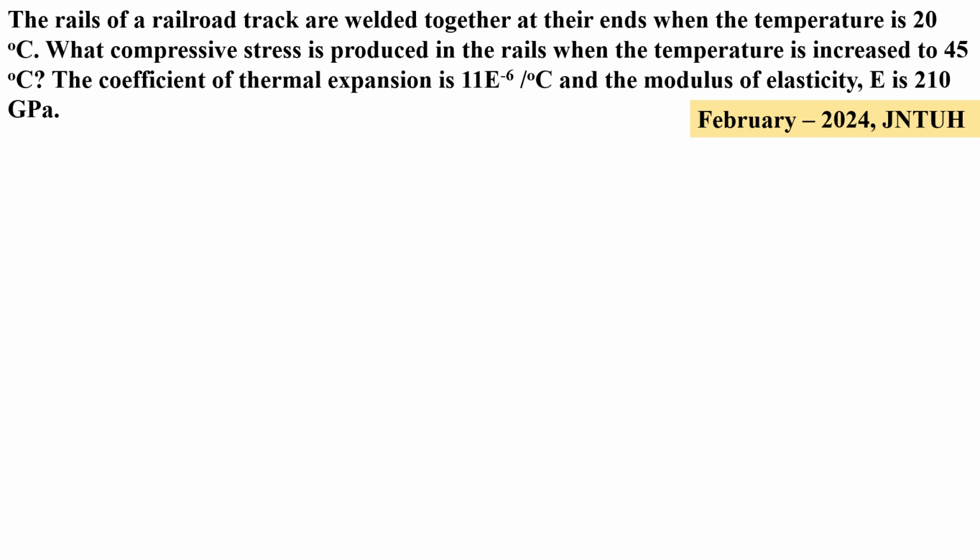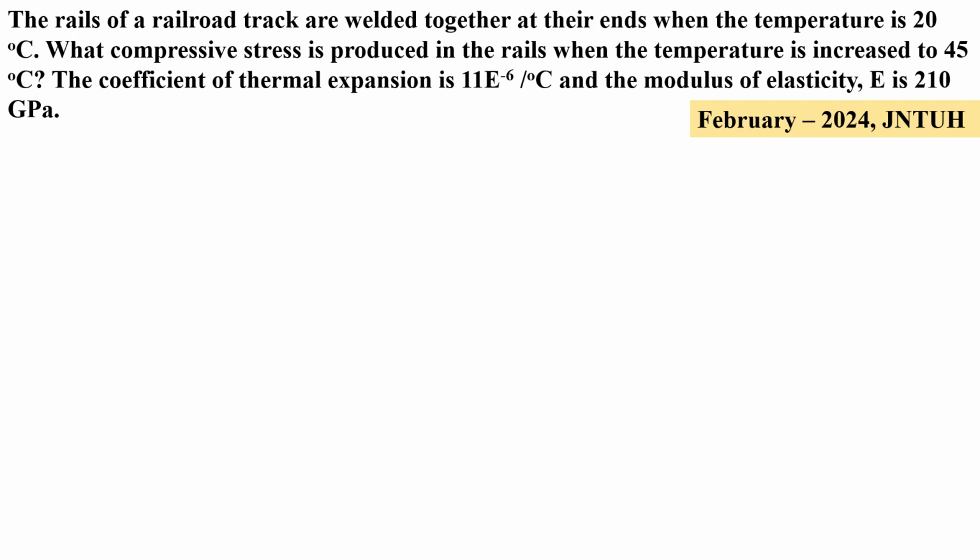First problem: the rails of a railroad track are welded together at their ends when the temperature is 20 degrees Celsius. What compressive stress is produced in the rails when the temperature is increased to 45 degrees Celsius? The coefficient of thermal expansion is 11 e to the power minus 6 per degree Celsius, and the modulus of elasticity E equals 210 gigapascal. This problem was given by JNTUH Hyderabad in February 2024.